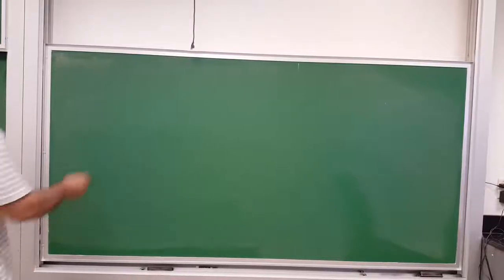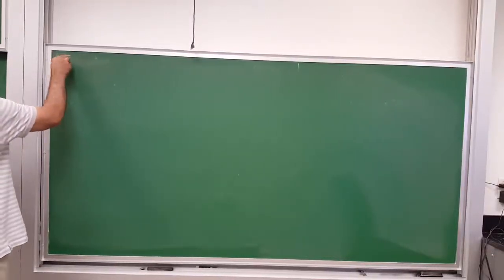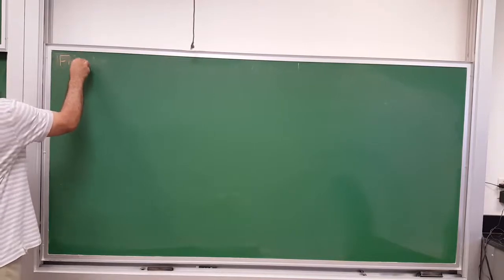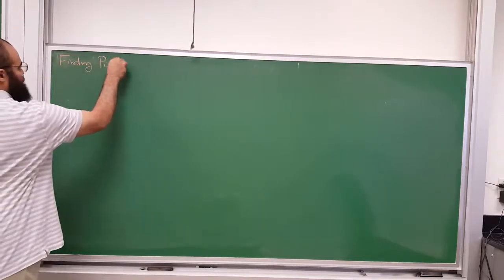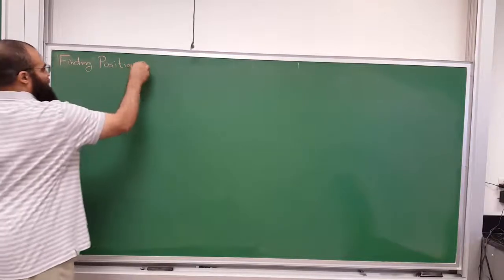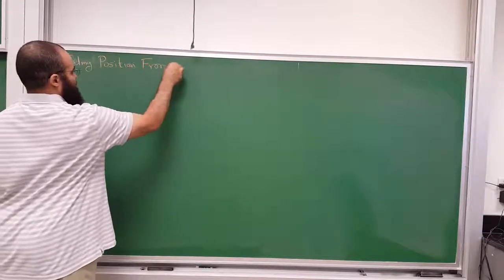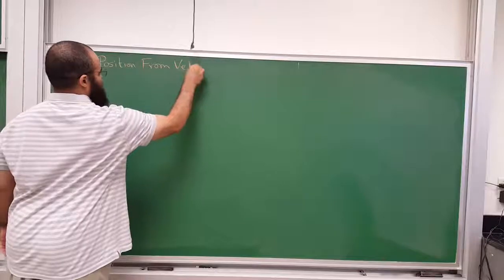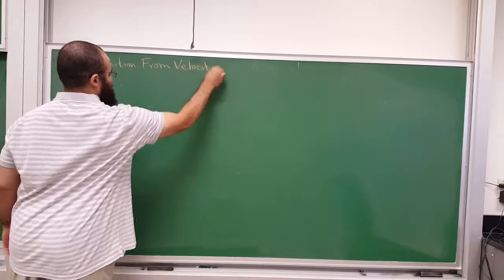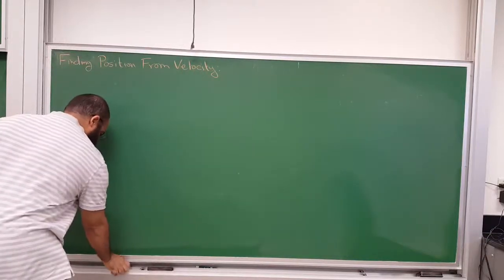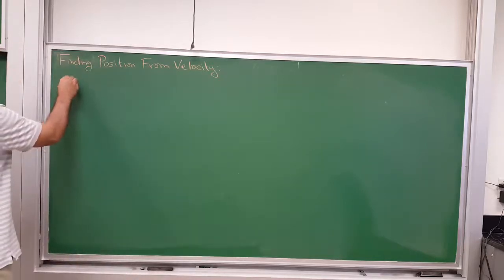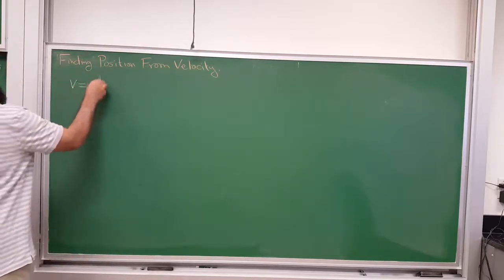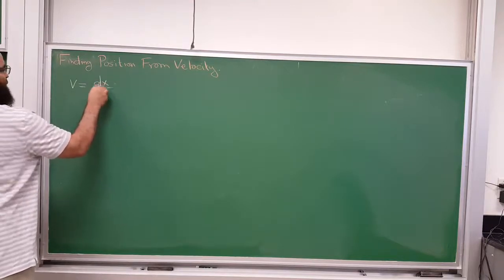Okay, welcome back. So, finding position from velocity. So you have that the instantaneous velocity is dx dt.